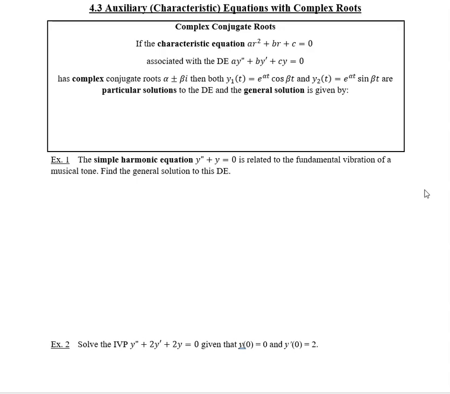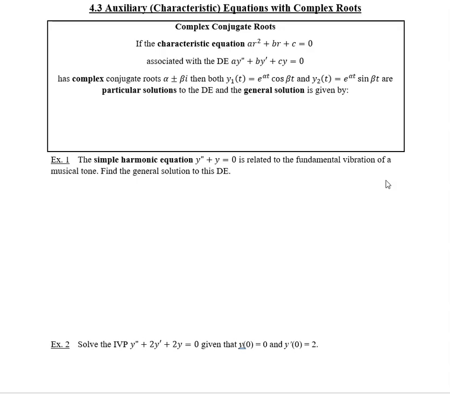Yesterday, in the previous lesson, we talked about what to do if you solve that characteristic equation and you get real solutions, either two distinct real solutions or a repeated root. Today, we're going to talk about what to do if you end up with complex roots. And remember that when you solve a quadratic equation and you get complex roots, I know it's probably been a while since you've dealt with complex numbers, but they always come in conjugate pairs.